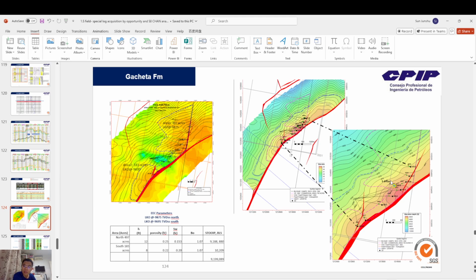This is the Gogeta. Lowest known oil at 9,875 TVDSS in the north and 9,695 feet TVDSS in the south.